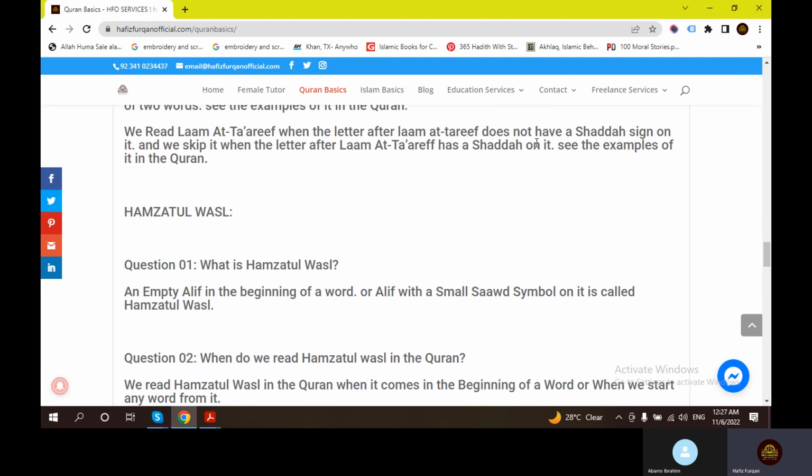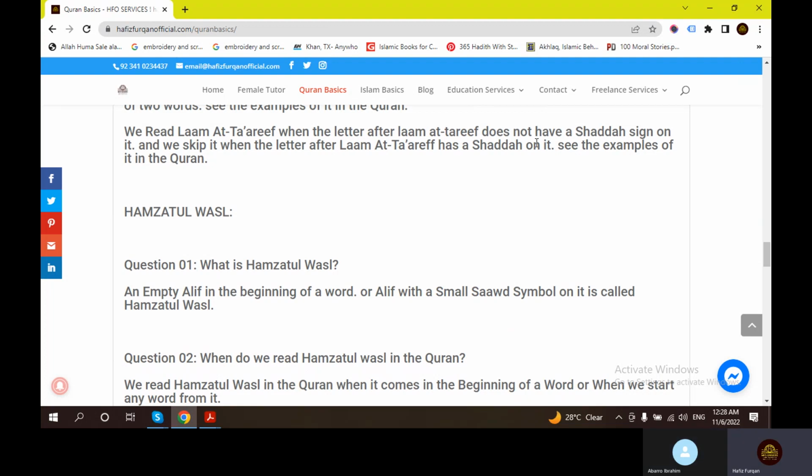You have to remember Hamza. What is Hamzatul Wasl? An alif with the small sad is called Hamzatul Wasl. And what is Lam at-Tarif? A lam after Hamzatul Wasl is called Lam at-Tarif. This is one point. Sometimes we read them and sometimes we don't read them.